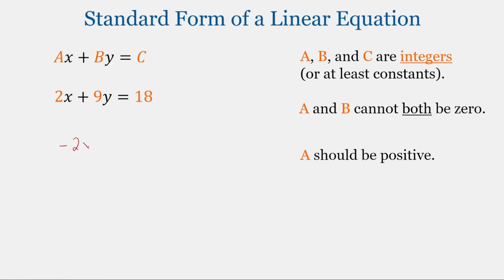Oftentimes, if you have a leading negative, so negative 2x minus 9y equal to negative 18, these leading negatives can get lost sometimes, get dropped. But all you need to do is multiply everything by negative 1, and you end up with a positive a coefficient, and then the signs of everything else will switch.